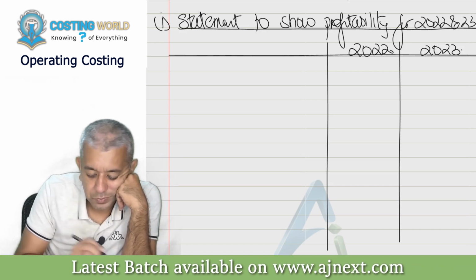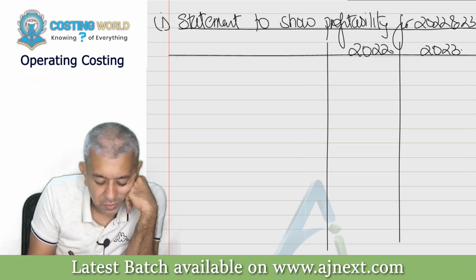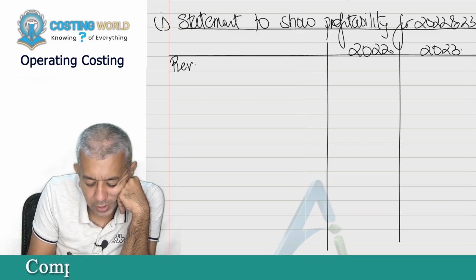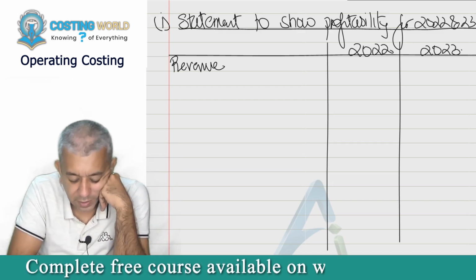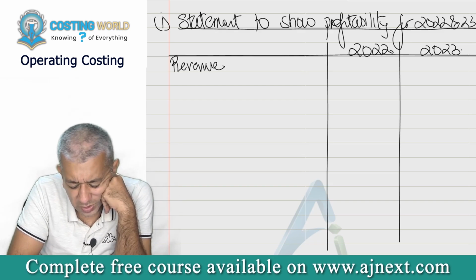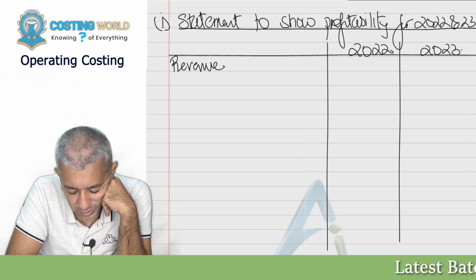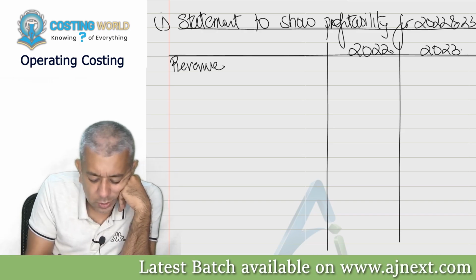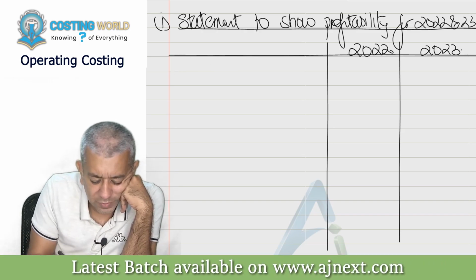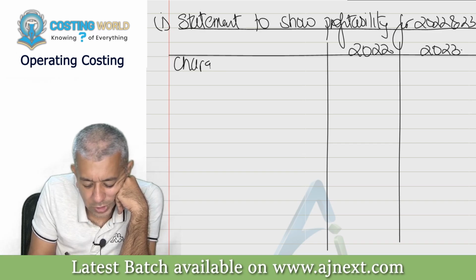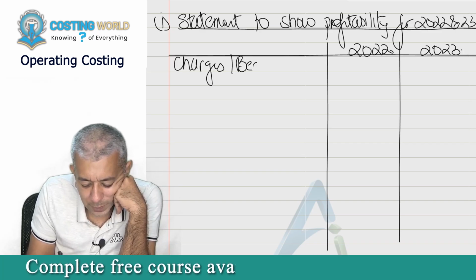Now see, first of all, let's make for 2022 revenue. Now I want to be doing something. I don't know whether you all will be able to get it in the first shot or not. Let me just try. You will do one thing, cut out the word revenue, sorry for that. Write down charges per bed day.